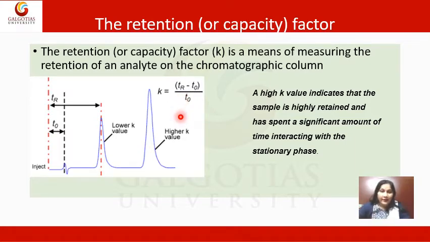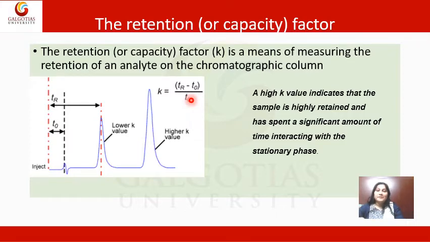If we write this Tr as Tr1, it means we are talking about the retention time of component 1. So Tr is the retention time of any component. Now what is T naught? T naught is the retention time of a component which is non-retained by the stationary phase and will elute out or come out from the column with the solvent front.